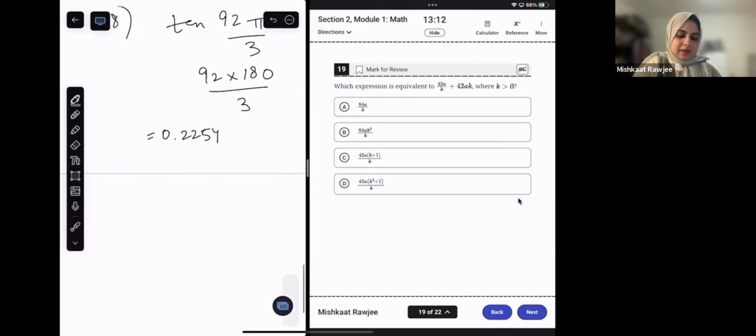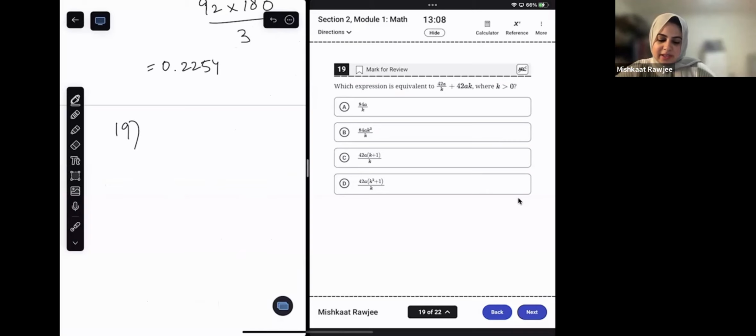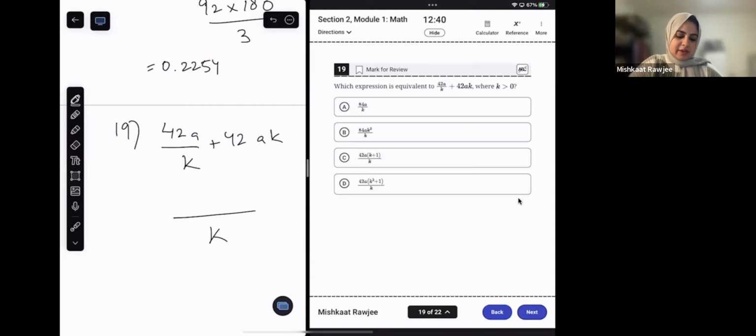Let's do number 19. Which expression is equivalent to this? What we just have to do is, from fraction form, get it to simplified form by adding them together and having them as one numerator and one denominator. So our expression is 42a over k plus 42ak. Our common denominator is k. So we take that, it's 42a on top. We multiply k on both sides on the second one. So we get 42ak squared.